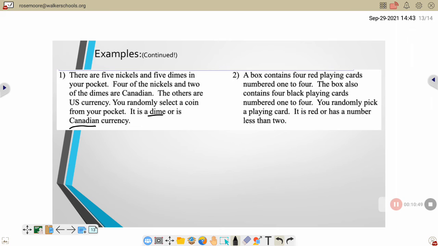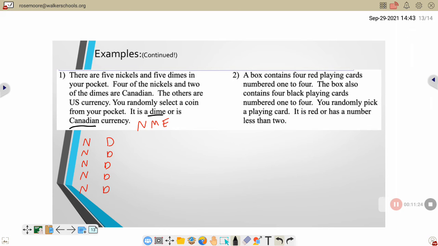Okay, right. So first thing we're going to do is we're going to decide, is that mutually exclusive or not? This one is not mutually exclusive, okay? This one is not mutually exclusive because it can be a dime and Canadian at the same time, no problema. The next thing I strongly suggest you do, and successful math students do, is draw it out. I have 5 nickels and 5 dimes.